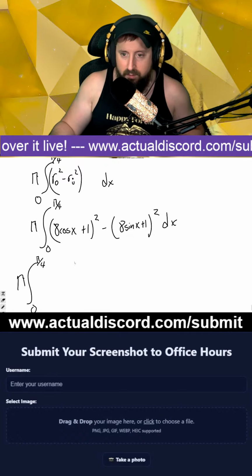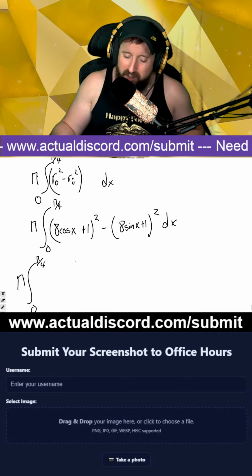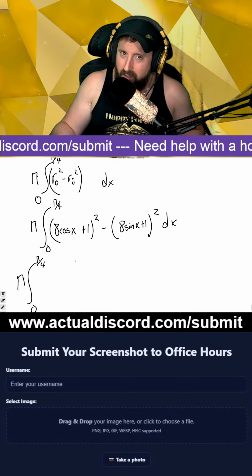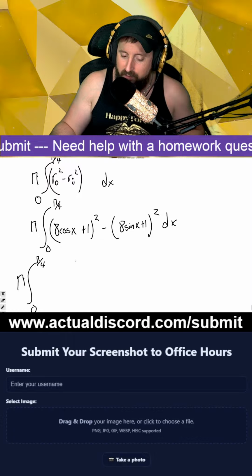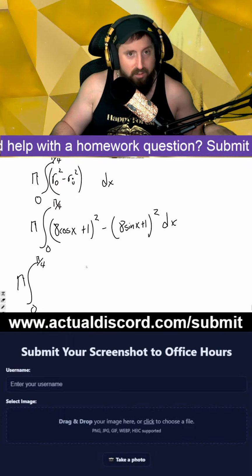Let's expand this. I think I want to expand this, right? Or I guess this is also a difference of... No. I don't want to do difference of squares.